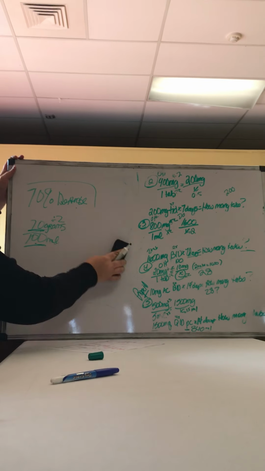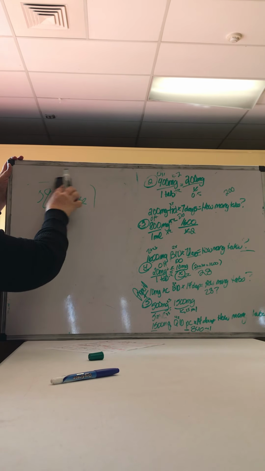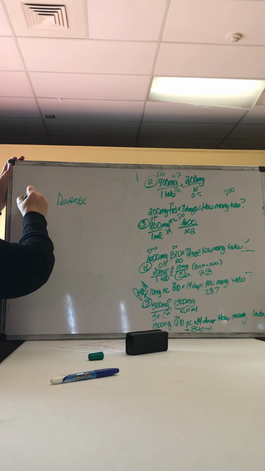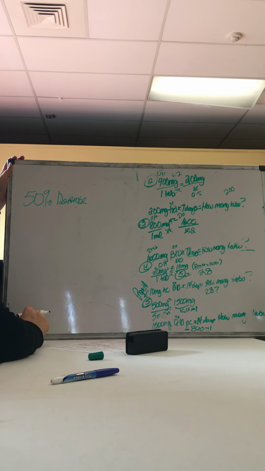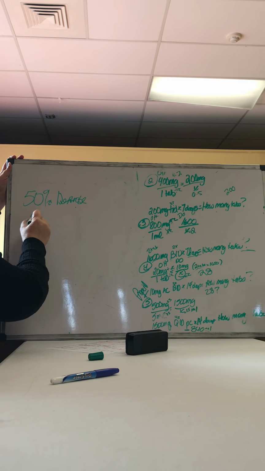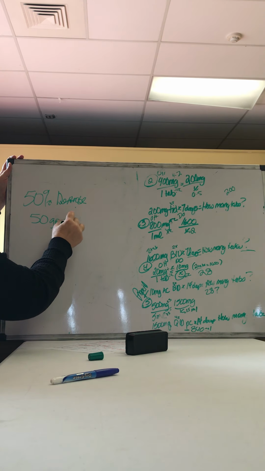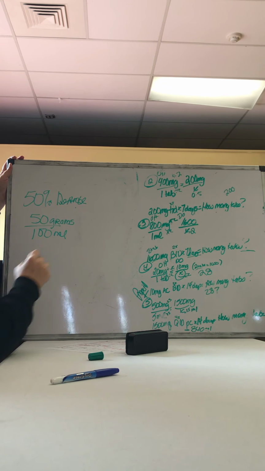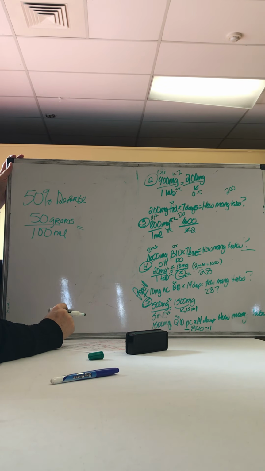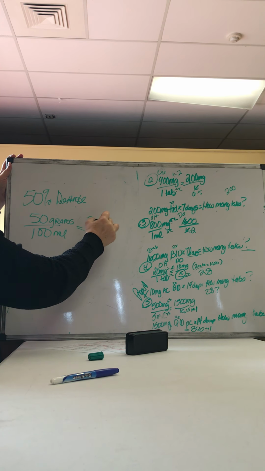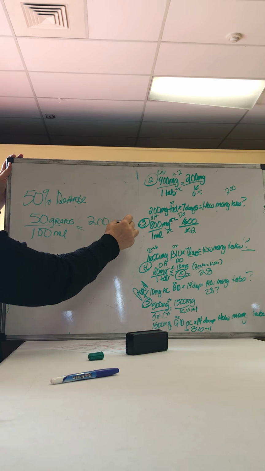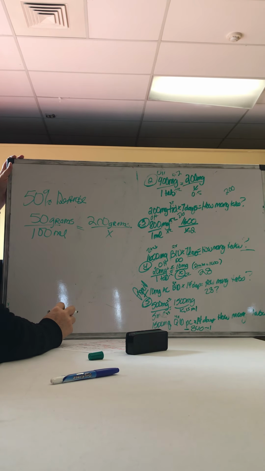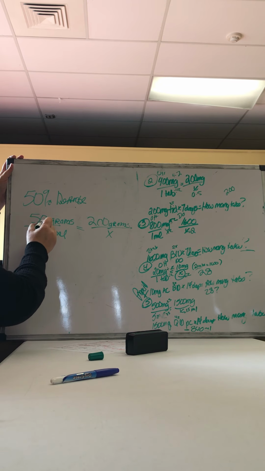That was too easy, right? So let me find you another one. So if we got 50% dextrose, we already know what? 50 grams in what? 100 ml. Yes. So, if the doctor orders 200 grams, he wants 200 grams. How many milliliters is that going to be?